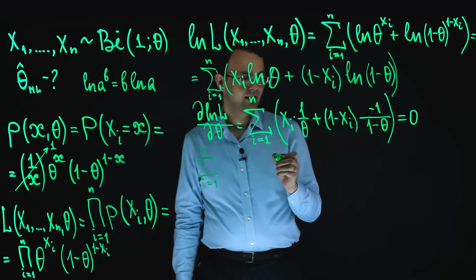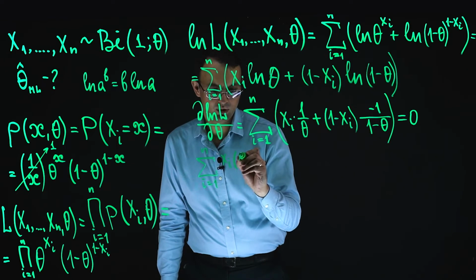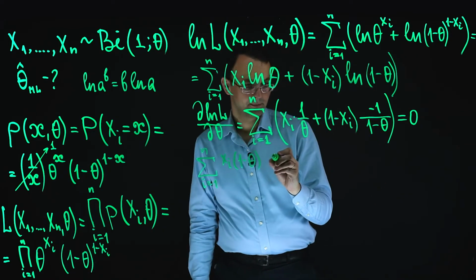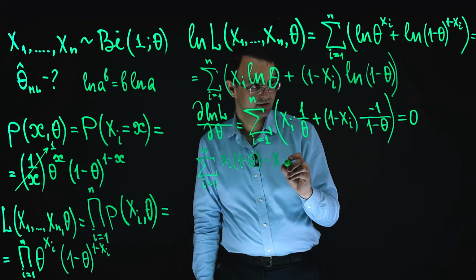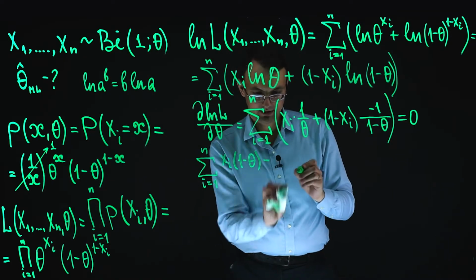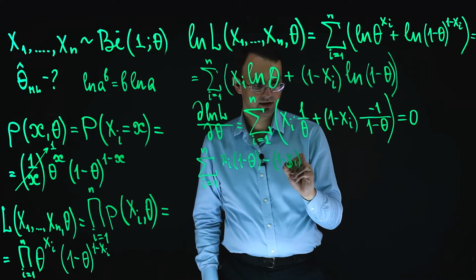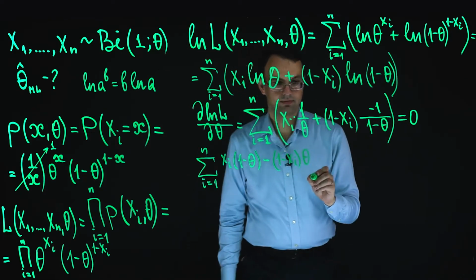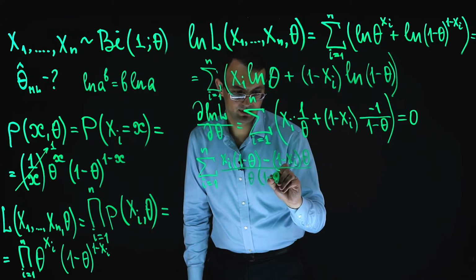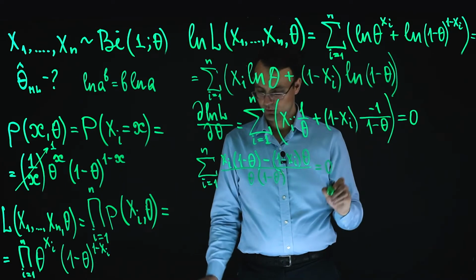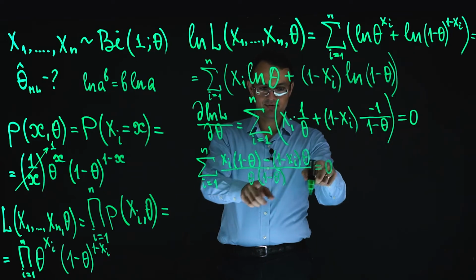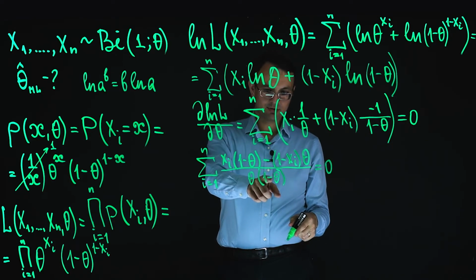And here I have xi times 1 minus theta, minus, as I have minus here, minus xi, minus 1 minus xi times theta, divided by theta times 1 minus theta. So this is equal to 0. So now I can multiply both parts of this equation by theta times 1 minus theta.